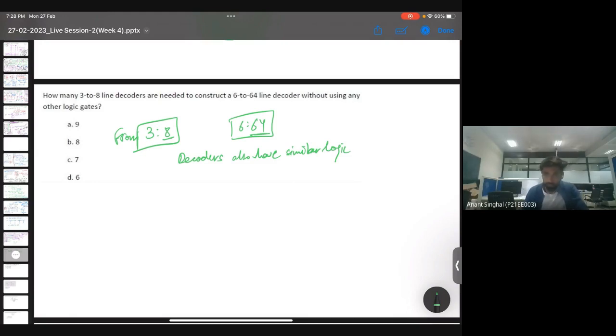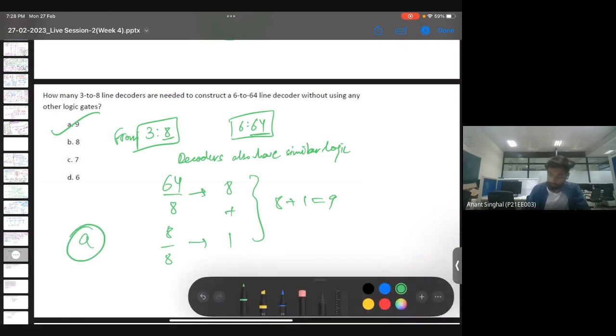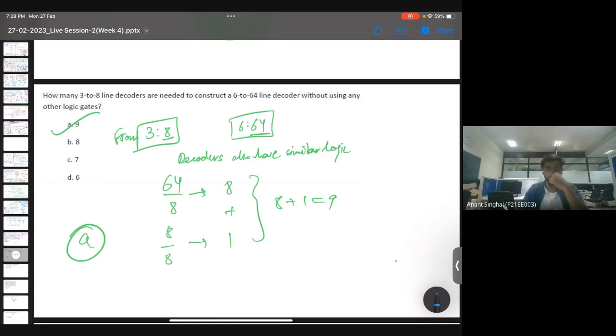Okay, someone has got 9. Yeah, this is quite easy. 64 by 8 is 8, then 8 by 8 is 1. So yeah, 8 plus 1 is nothing but 9. Is it clear? It was quite simple. The correct answer is option A. Is it clear to everyone?